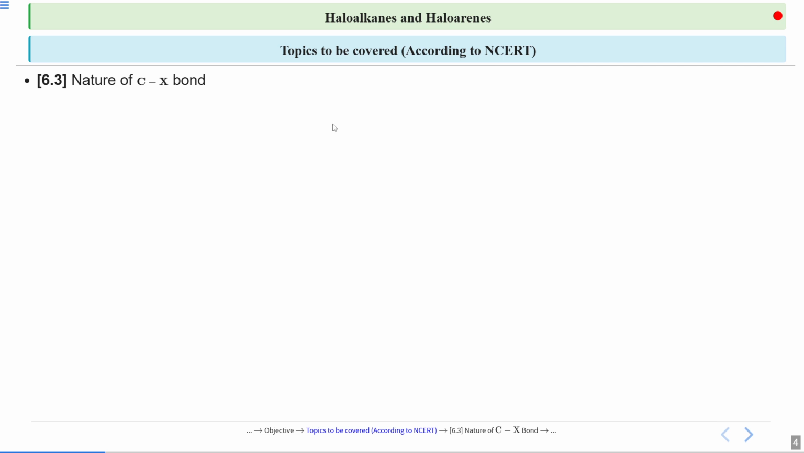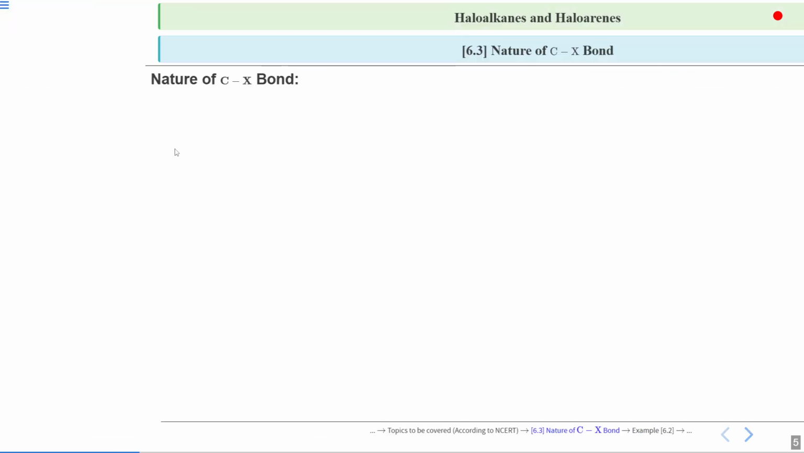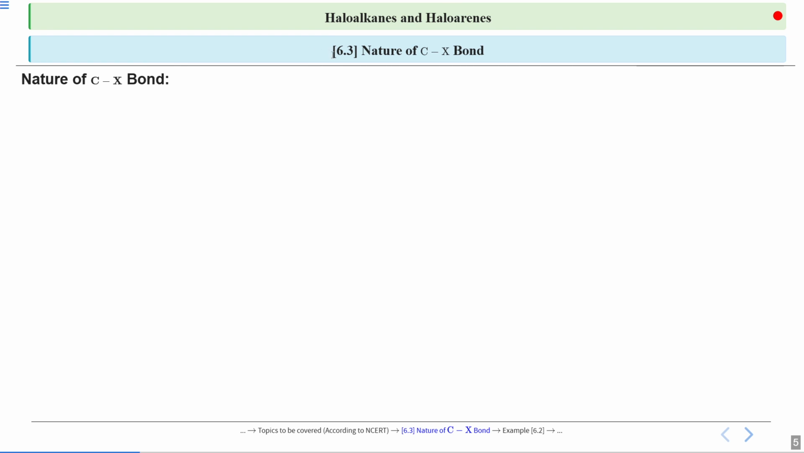The topics that we are going to cover today according to the NCERT. First of all, section 6.3, that is the nature of the C-X bond, that means the carbon halogen bond. Then we will practice example 6.2, and then we will also solve Intext question 6.1. So let's begin with our first topic, 6.3, nature of carbon halogen bond.